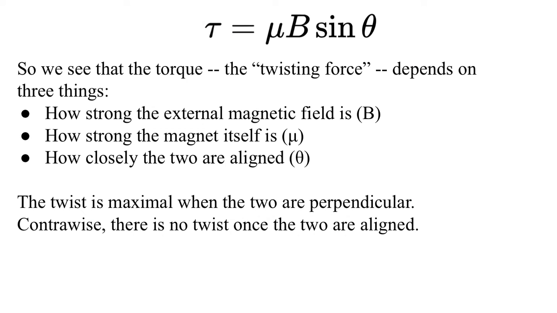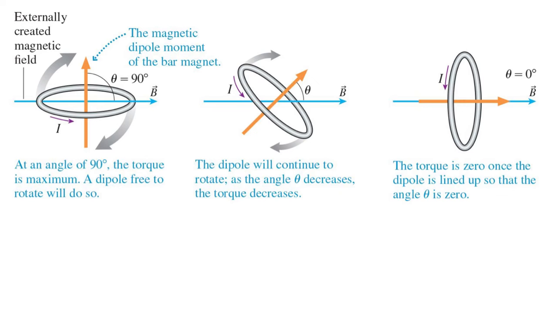So again, the torque is the magnetic moment times the magnetic field times the sine of the angle between them. The twisting force depends on three things: how strong the external field is, how strong the magnet itself is, and how closely they're aligned. The twist is maximal when the two are perpendicular, and there's no twist when the two are aligned. We can see that here. We have a magnetic moment, which we get by the right-hand rule: fingers curling around in the current, and our thumb points in the direction of the moment. When that is perpendicular to the magnetic field, there'll be a twist that will bring them into alignment.